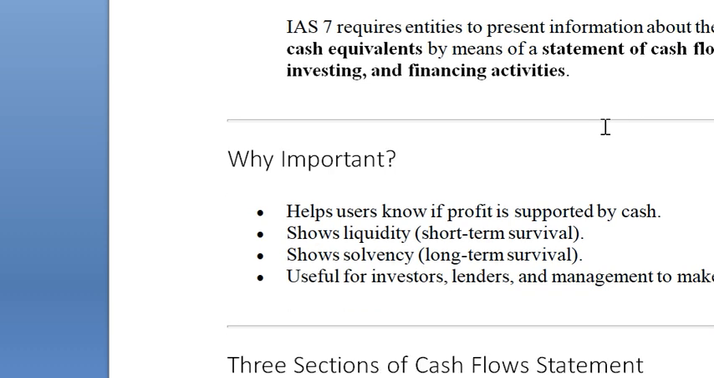Number one, it helps users to know how the profit of an entity is supported by cash. In other words, what is the volume of cash that is in the profit that is made by an entity within the financial year. So it separates the cash from other items that made up the profit for the year. Number two, it shows the liquidity of an entity.